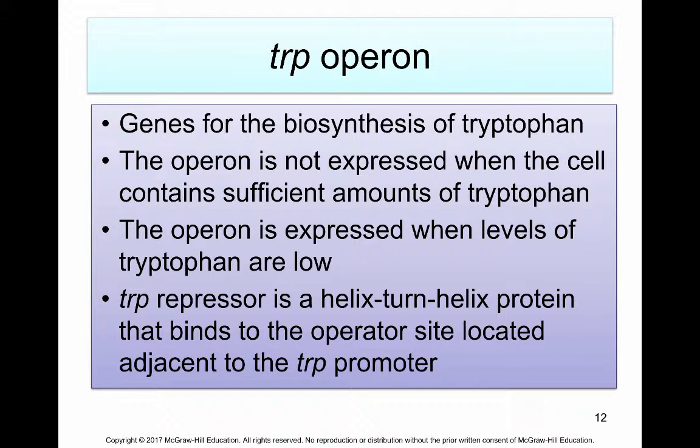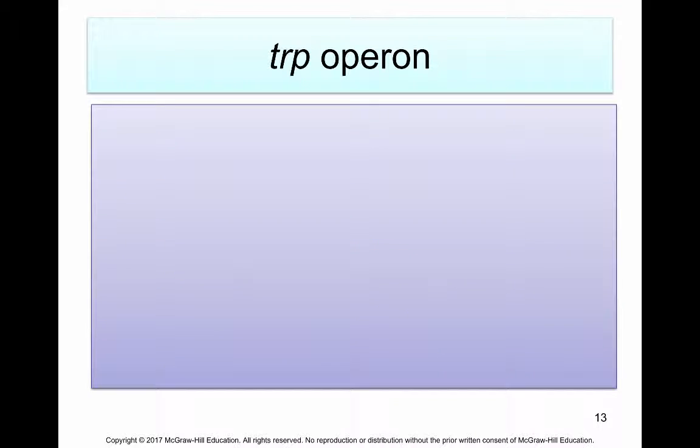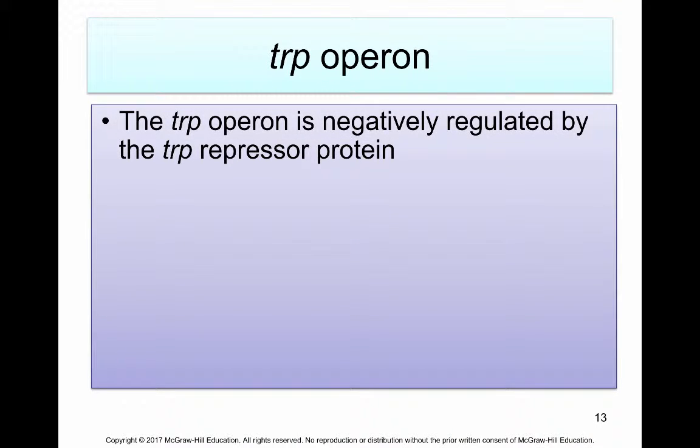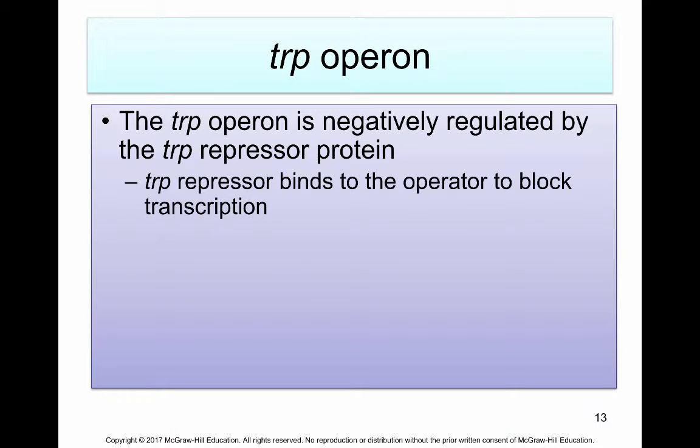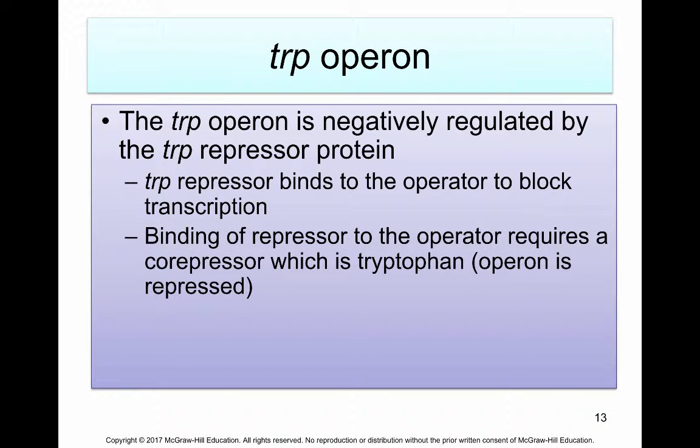And so the repressor for this operon binds to the operator site. You don't need to worry that it's a helix-turn-helix protein. We're not going to worry about that. But the trp repressor binds to that operator, which, again, we already know is by the promoter. So when the trp repressor binds to the operator, that is a negative regulation because we are blocking transcription. That repressor will stop the transcription to make tryptophan when tryptophan is present.